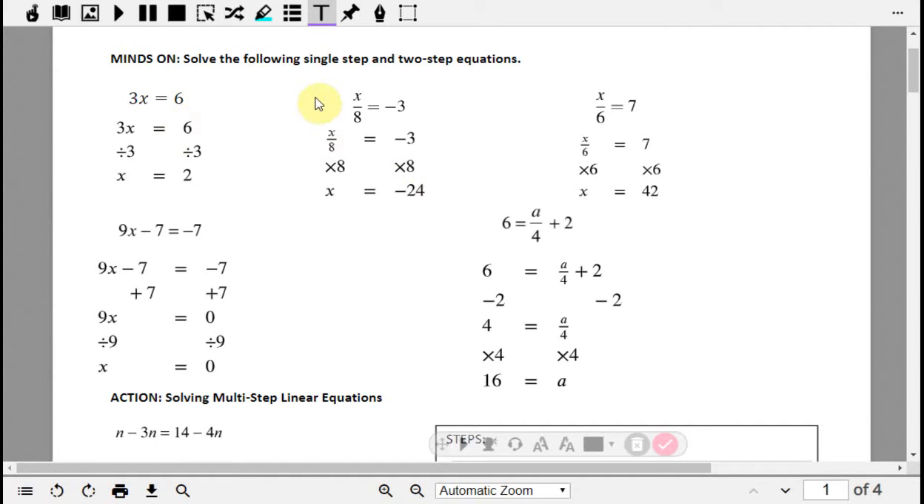It could be one of these. It's not uncommon that you end up with something that looks like this, where now you're just getting the variable to be one of them instead of either a fraction or multiple. In this case, there's 3 x's, so we need to divide by 3. In this case, we have x divided by 8, so we have to multiply both sides by 8 in order to get 1x.